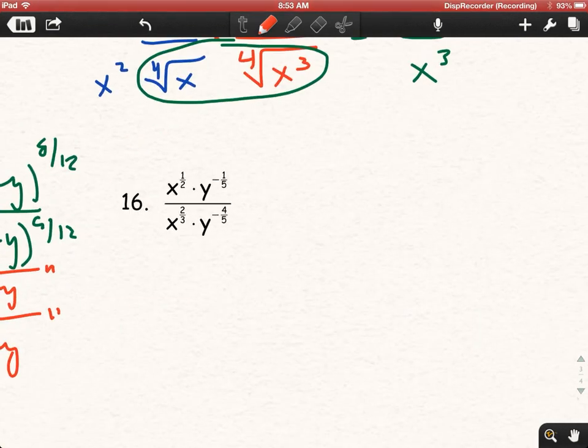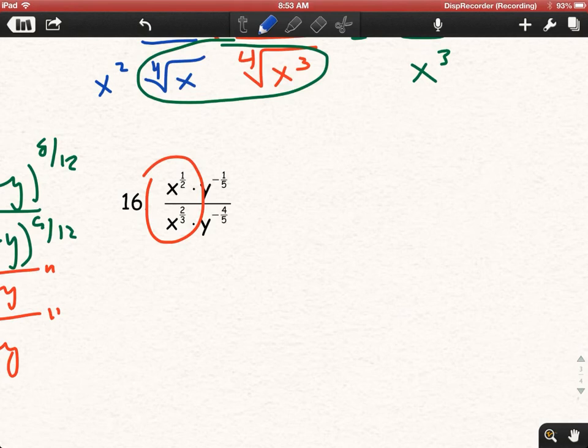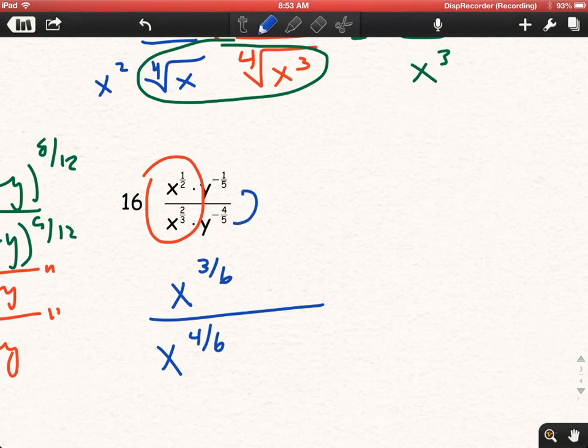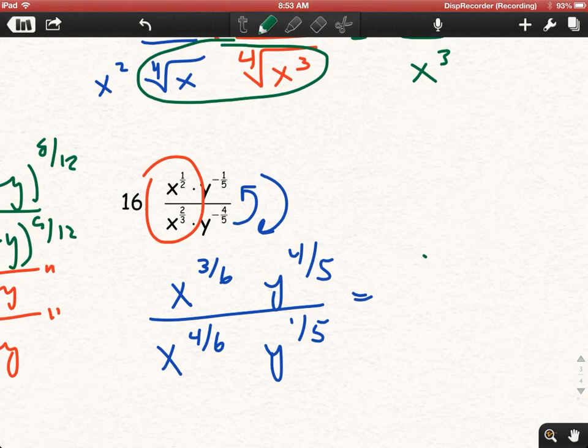Number 16, I have x's and I have y's. Some of you just combined x's and y's, and so x to the 3/6, x to the 4/6. I'll bring this up, I'll bring that down. Y to the 4/5, y to the 1/5. That's going to be equal to y to the 3/5 over x to the 1/6.